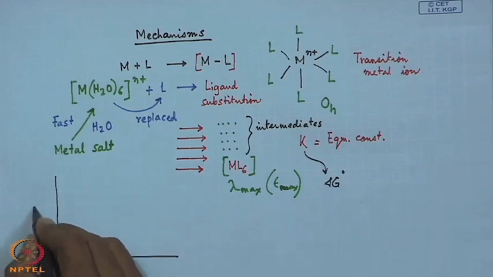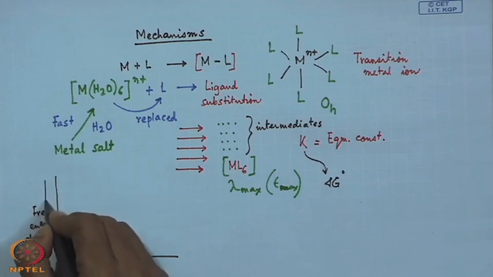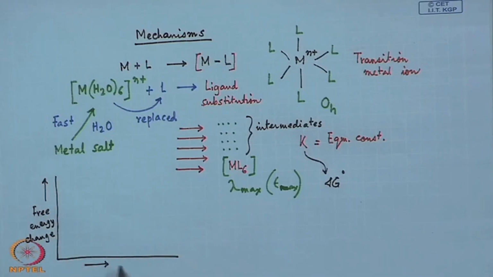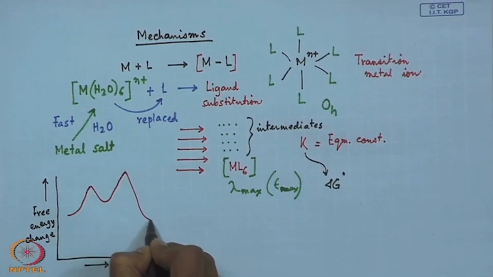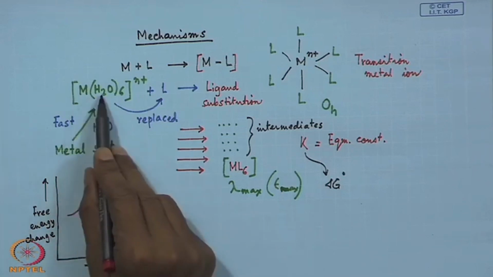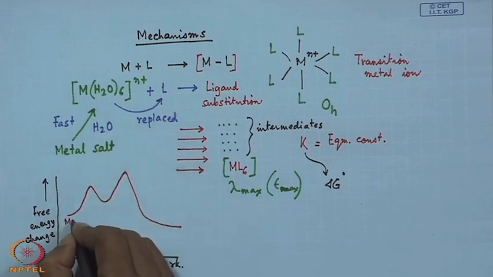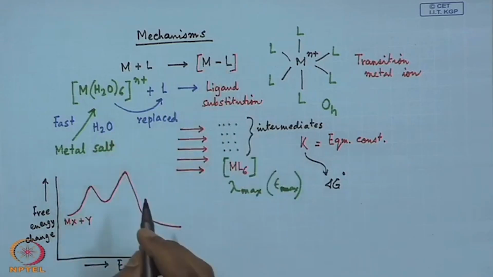So, if we have the free energy change along this axis and the extent of reaction on the other axis, and if we consider that the reaction is approaching through this path where MX is reacting with Y, Y is nothing but our L, X is nothing but our water molecule.